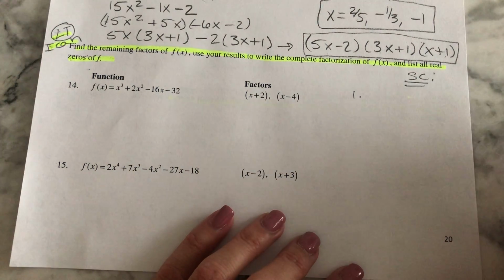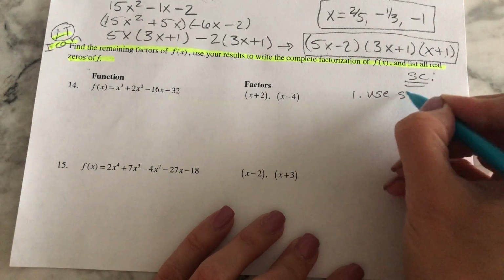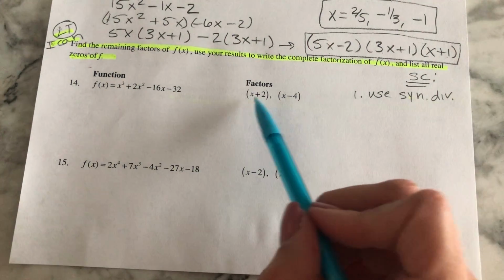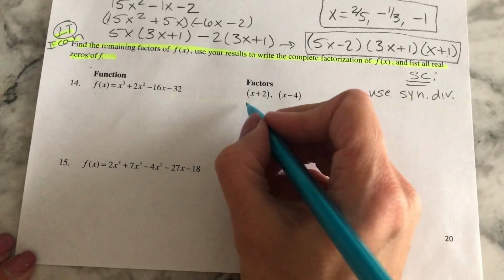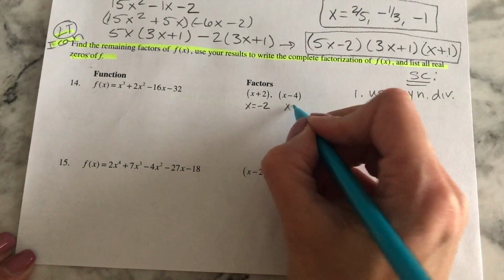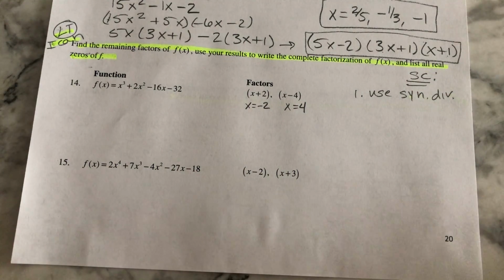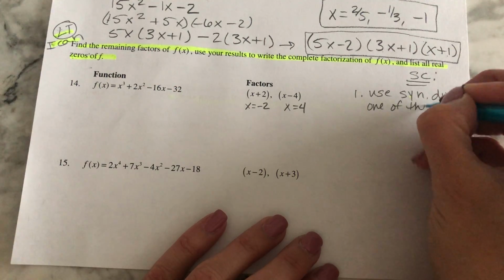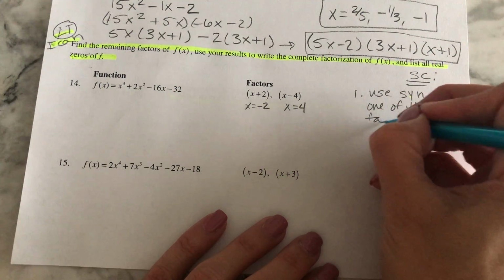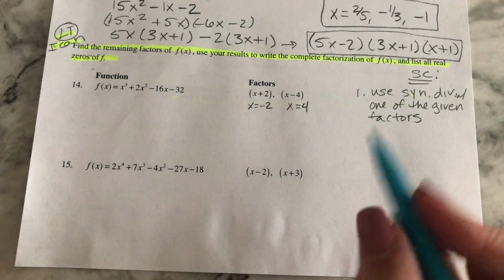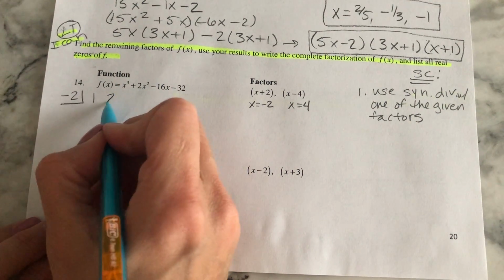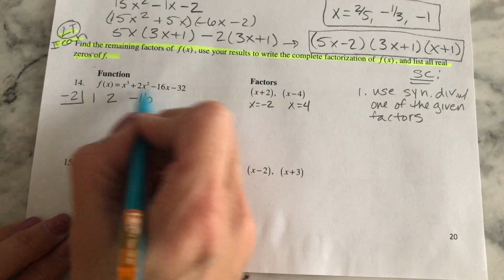So the first step in our success criteria here is to use synthetic division. But now we have two choices. We could either start with x equals -2 or x equals 4. Doesn't matter. I'm just going to do the first one. So we're using synthetic division with one of the given factors. So I'm going to start with this -2. Set up my synthetic division here using the given polynomial.